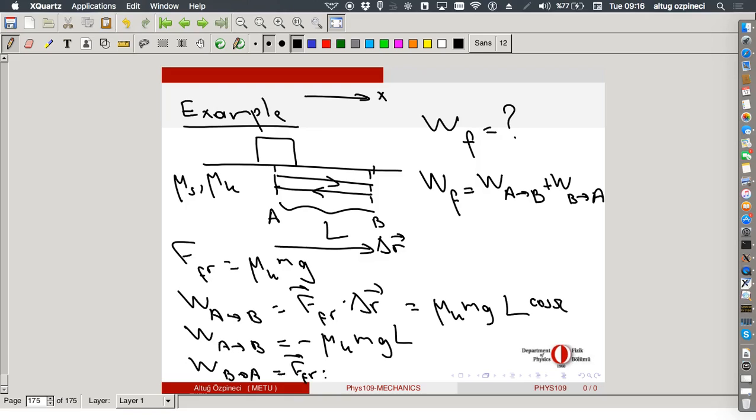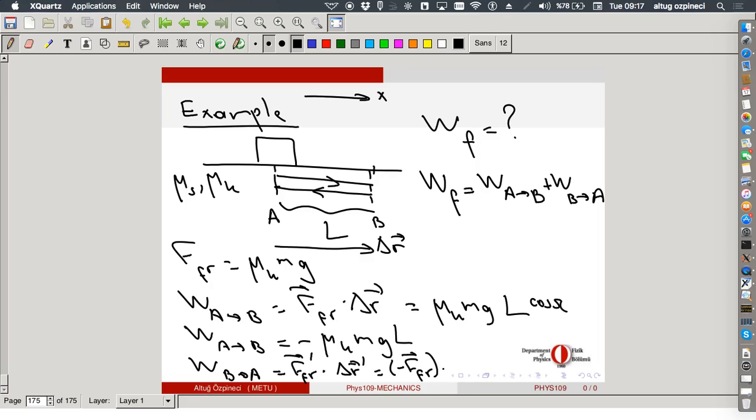The work that the friction force does as we go from B to A would be F friction dot, well, this time as we go from B to A, you say A to B, this is delta R. So if we start from here, we go in that direction, that is the delta R vector. If we start here, we go in that direction, that is the minus delta R. Let me call this prime. This is also prime. Now this time the friction force as we go from B to A is minus the friction force that existed as we went from A to B.